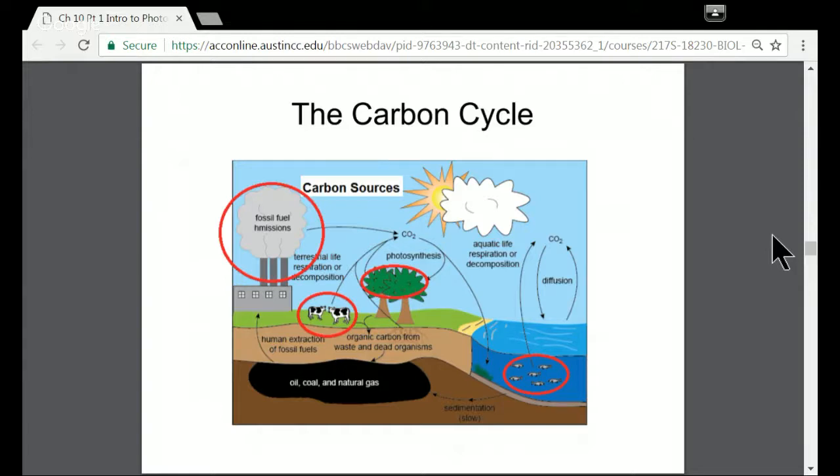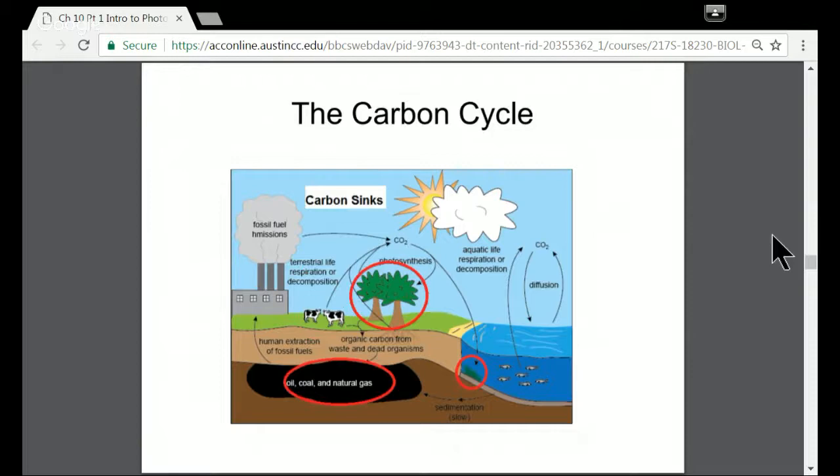Anything that produces carbon and releases it into the atmosphere, we refer to these things as carbon sources. So when we breathe out, when animals such as cows and fish breathe out, they release CO2 from respiration. When we burn fossil fuels, that releases large amounts of CO2 into the atmosphere. So we refer to these things as carbon sources. Now, other parts of the system will behave as carbon sinks. Carbon sinks remove carbon from the atmosphere.